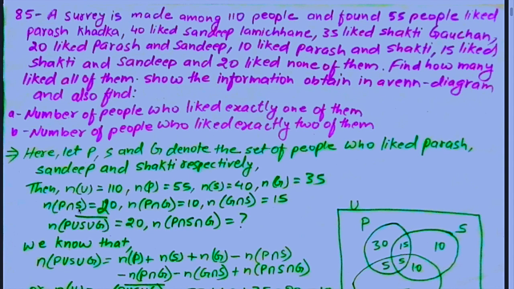Now, n(P intersection S) equals 20, meaning the number of people liking both Paras and Sandeep is 20. Then n(P intersection G), Paras and Gautama, equals 10, and n(G intersection S) equals 15. And n((P union S union G) complement) equals 20, which means 20 people do not like any of the three. Now we have to find n(P intersection S intersection G), meaning how many people liked all three.